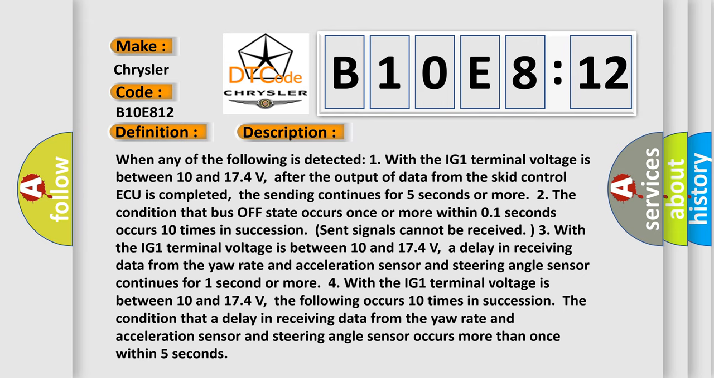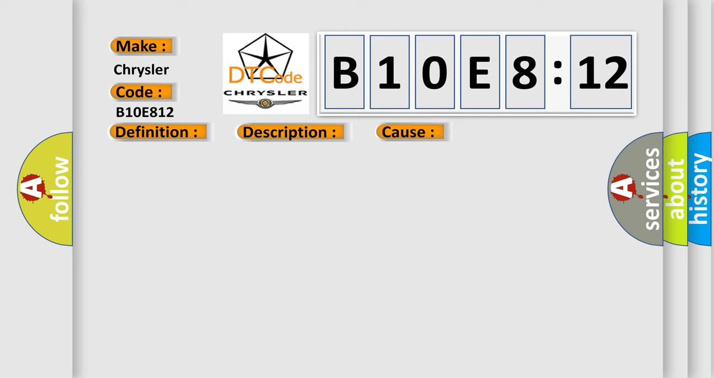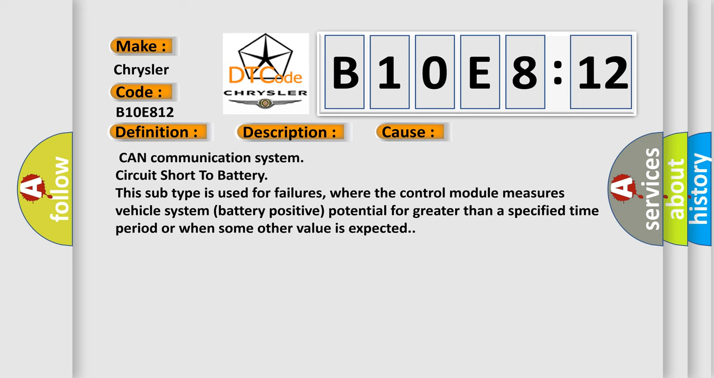This diagnostic error occurs most often in these cases: CAN communication system circuit short to battery. This subtype is used for failures where the control module measures vehicle system battery positive potential for greater than a specified time period or when some other value is expected.